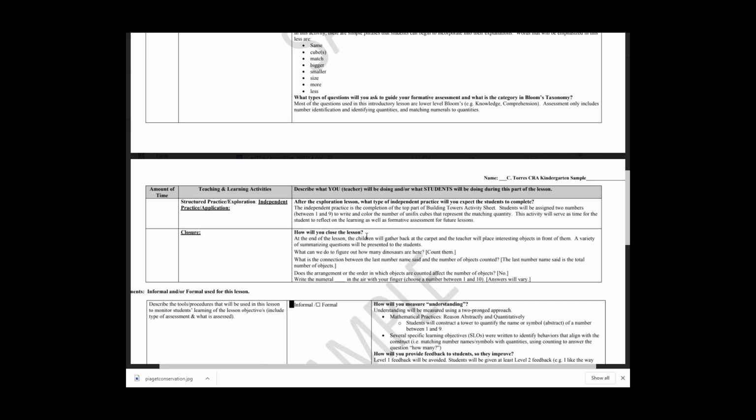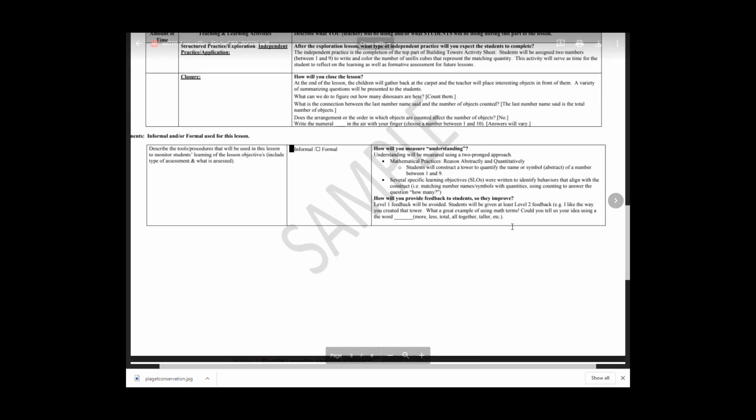In terms of assessment, how would I measure understanding? 2 ways. First, I'd be looking at the mathematical practices and looking for evidence that the students were able to reason abstractly and quantitatively. So the students should be able to construct the tower to quantify the name or the symbol that they were given. And also the specific learning objectives had an output that I was looking for, identifying number names, etc. For feedback, there's just level 1 feedback.